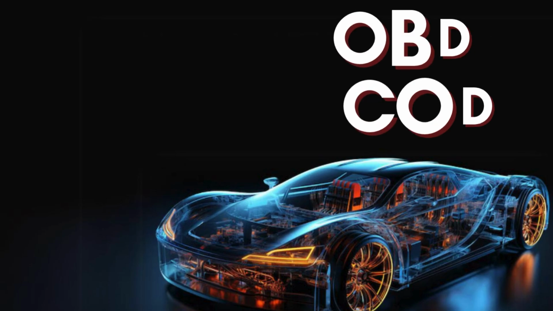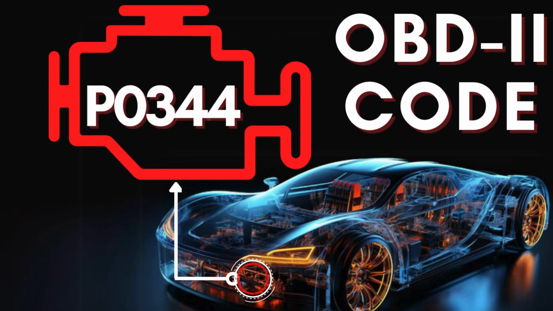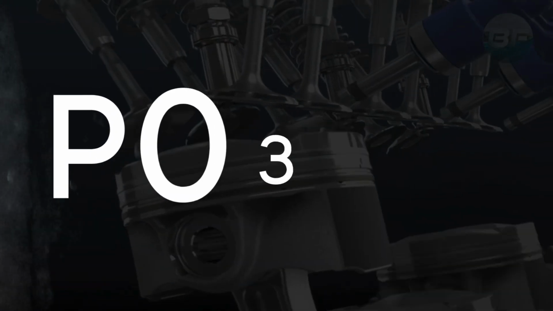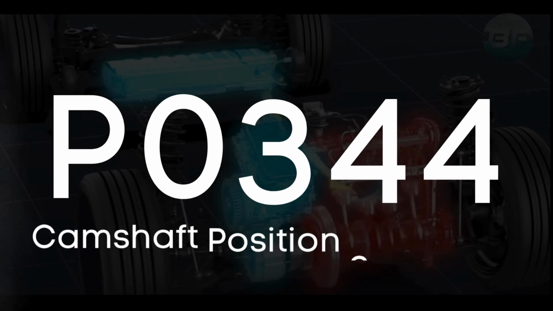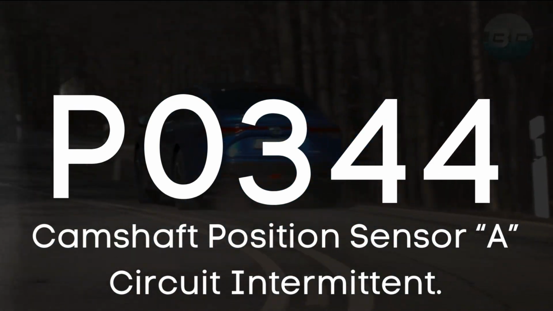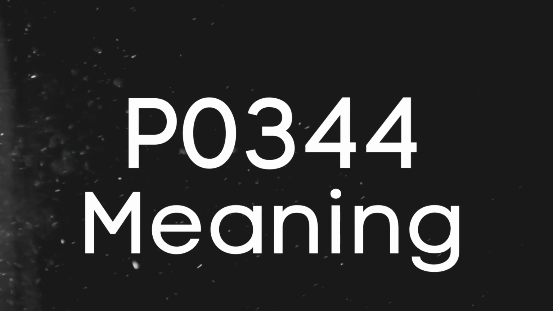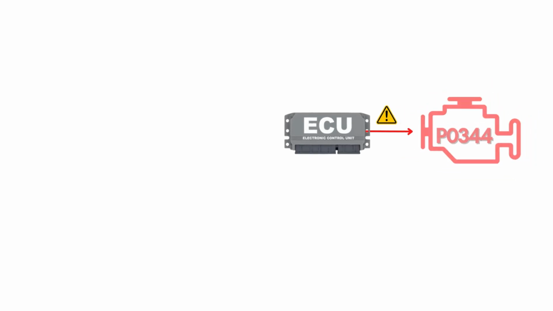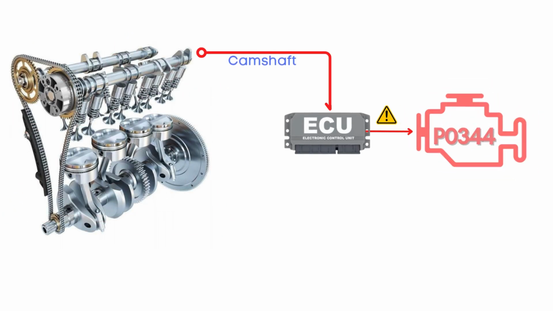In this video, we're diving into everything you need to know about OBD-II trouble code P0344, also known as Camshaft Position Sensor A Circuit Intermittent. First, let's understand what the P0344 code is. The P0344 code means that the ECM detects that the signal from the camshaft position sensor is lost or erratic.